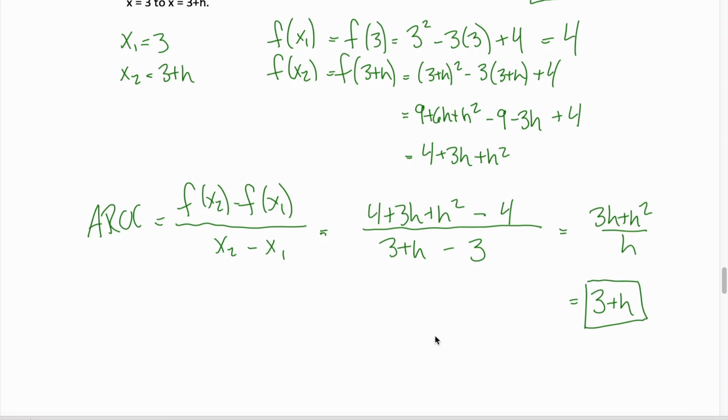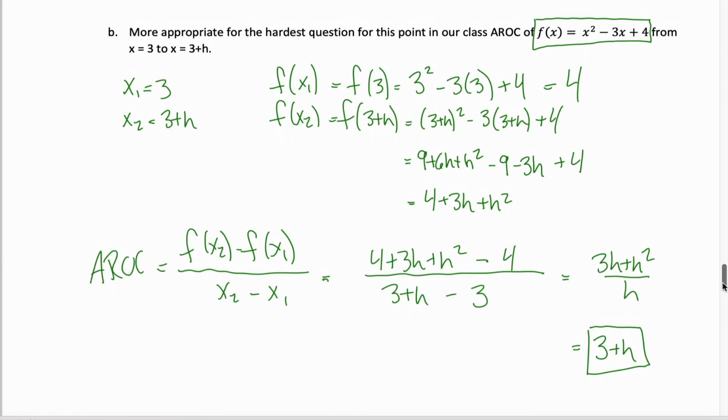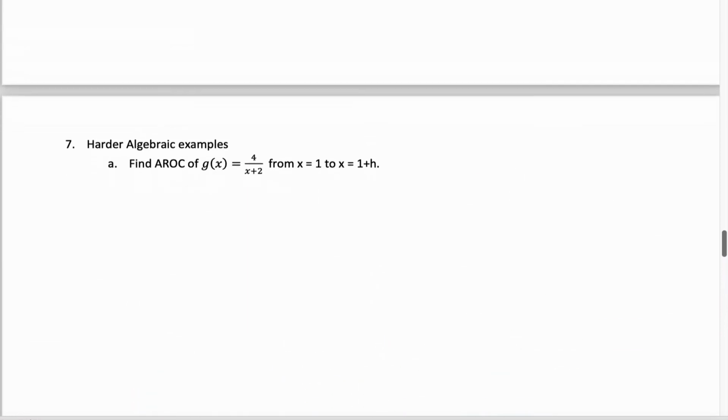If this were a calculus class, I'd take it one step further and change all the h's into zeros. But this is not a calculus class, so I stop right here. This is my final answer, and I'm done. If you want more practice with these, I have more examples that you can do.